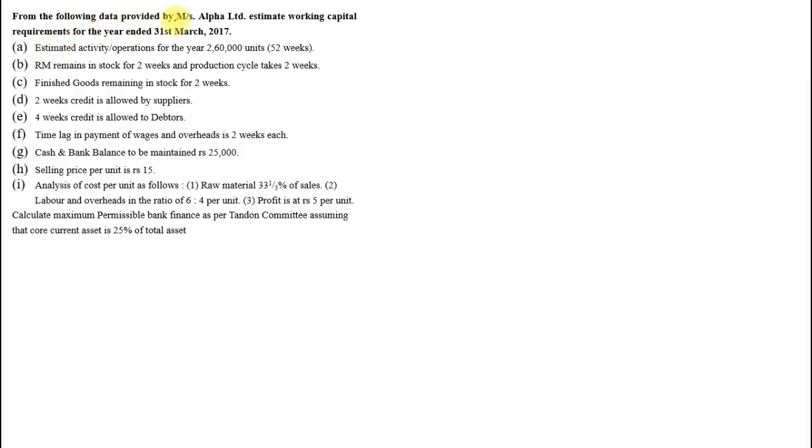From the following data provided by Meza Alpha Limited, estimate the working capital requirement for the year ended 31st March 2017. The estimated activity is 2,60,000 units for the entire year, and in brackets they are giving you 52 weeks, meaning it's all related to weeks. Raw material remains in stock for 2 weeks and production cycle takes 2 weeks. Finished goods for 2 weeks, 2 weeks is for supplier, 4 weeks for debtors. Time lag in payment of wages and overhead is 2 weeks. Cash and bank balance to be maintained is 25,000.